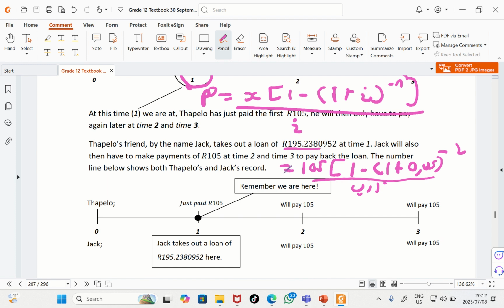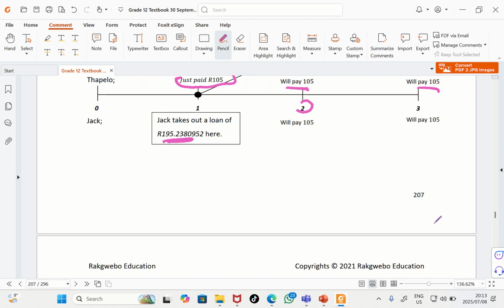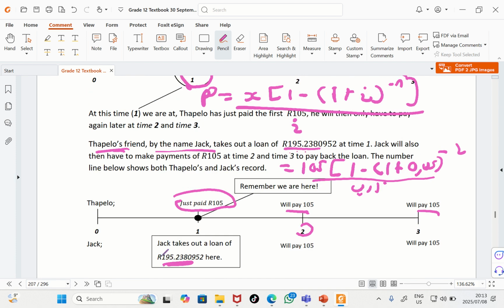Think of it another way. Tapela's friend Jack takes out a loan of 195.23 at time 1, after Tapela makes this payment. It's just another point of view. Then this loan is going to run for 2 months, so he will pay 105 and also pay 105. If you do the present value calculation, you realize it's literally the same thing.